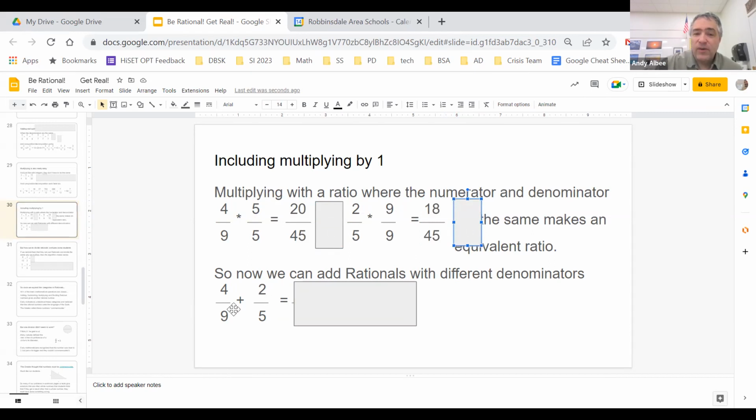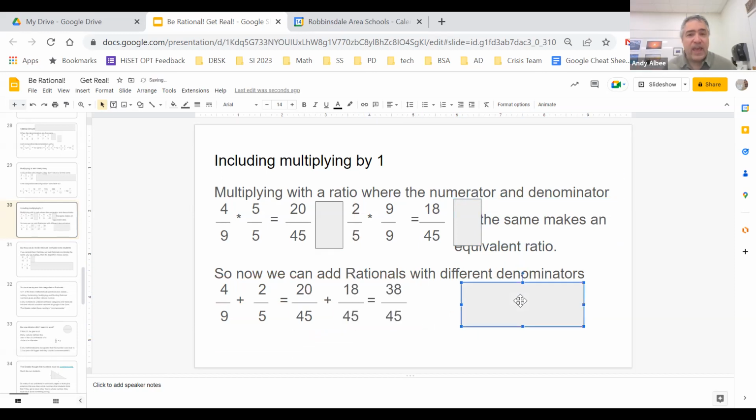What that allows us to do is then convert our denominators, because we can't add 4/9 and 2/5. It's not possible. You cannot put them together. They're different things. But if I make them both into 45ths, now I can add them, because now I'm adding the same stuff to the same stuff and getting the same stuff. At which point we'll get 38/45.